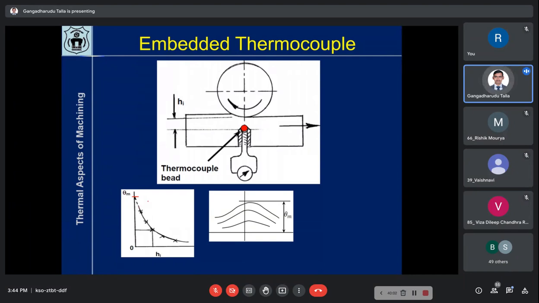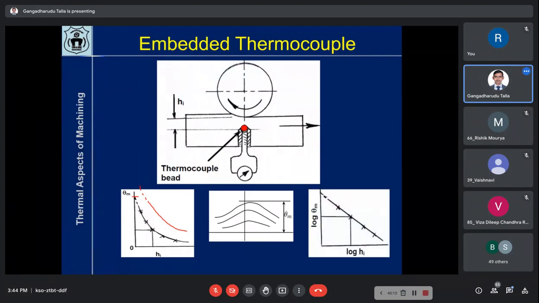But it is difficult to extend such kind of curve. We don't know exactly where it will meet this. So for that, you take the logarithm graph. So log hi, log theta m. So it will be a straight line then. So once you get a straight line, you can simply extend it to know the temperature at the surface. So this is how the embedded thermocouple method works.